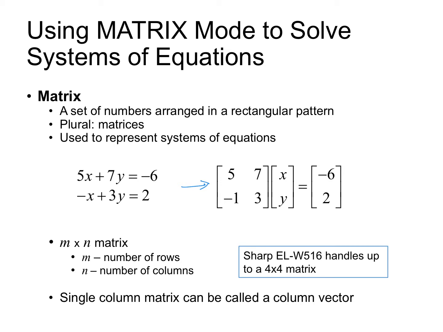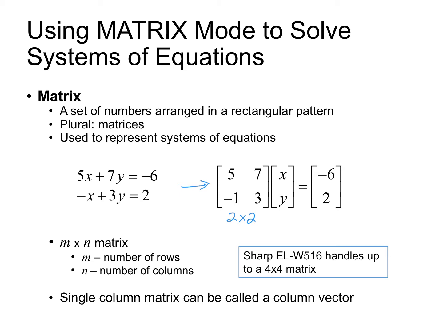Now, when we talk about matrices, because they are rectangular, we talk about the number of rows and the number of columns. So an m by n matrix has m rows and n columns. And if you've worked with spreadsheets before, just like with spreadsheets, rows are horizontal and columns are vertical. So our first matrix is a 2 by 2 matrix because we have 2 rows and 2 columns.